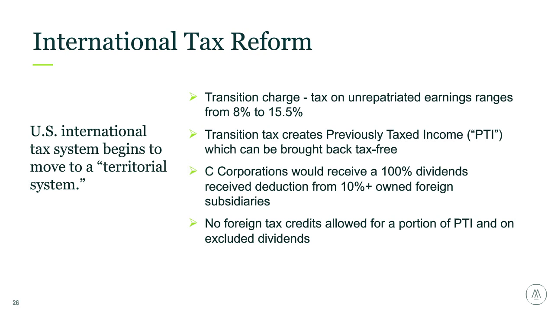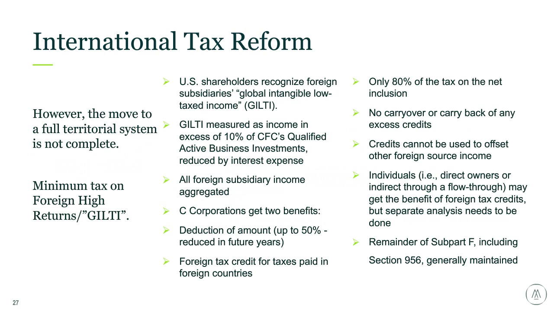So why I say that the U.S. is not moving to a territorial system is really because of GILTI, or the Global Intangible Low Taxed Income. GILTI is really a full inclusion system which requires a taxpayer to include all of the net aggregate earnings of their foreign entities that exceed a 10% return on depreciable tangible assets.